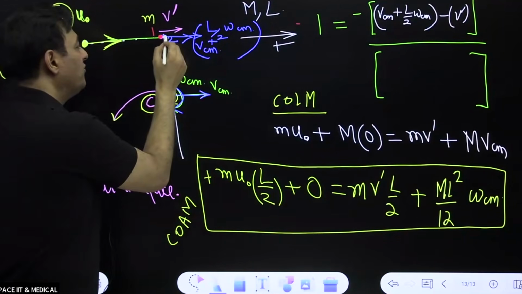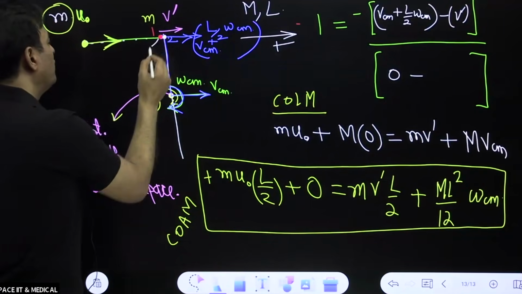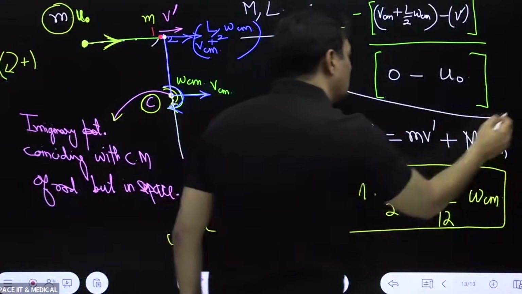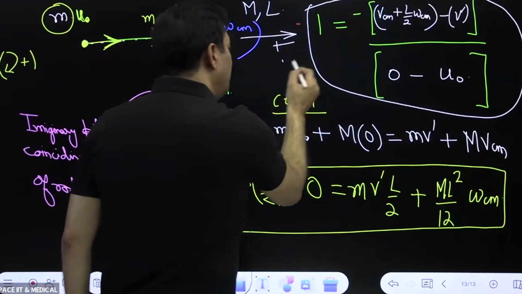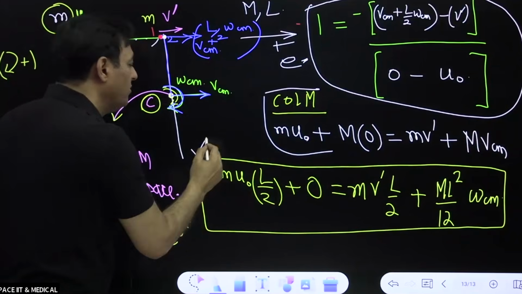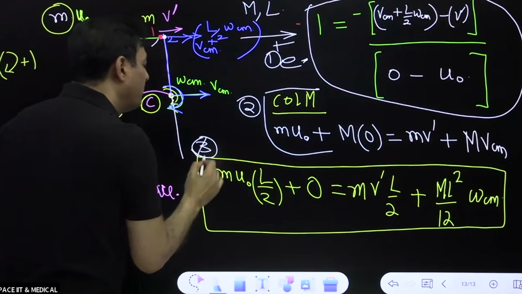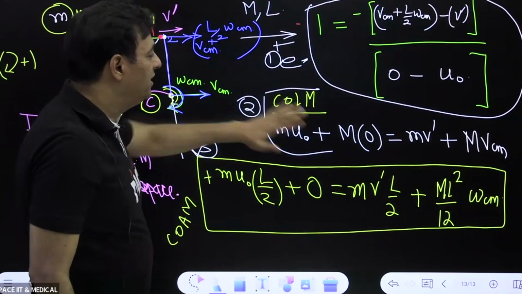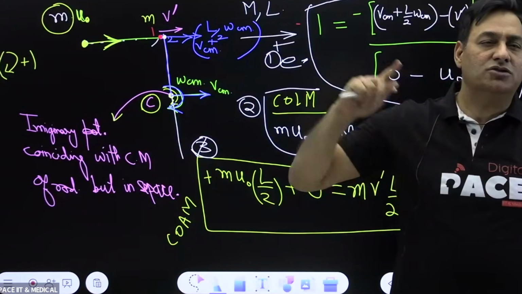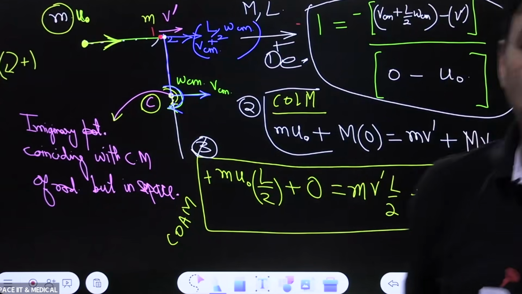What was the velocity of this point before collision? 0, minus. What was the velocity of this point before collision? U0. Now, this is your third equation. This is E, the coefficient of restitution. This is conservation of linear momentum. This is conservation of angular momentum. These are three very important concepts for mechanics: angular momentum, linear momentum, coefficient of restitution. Any child who has understood all these three equations correctly, give me a thumbs up. That person is on the right track for sure.